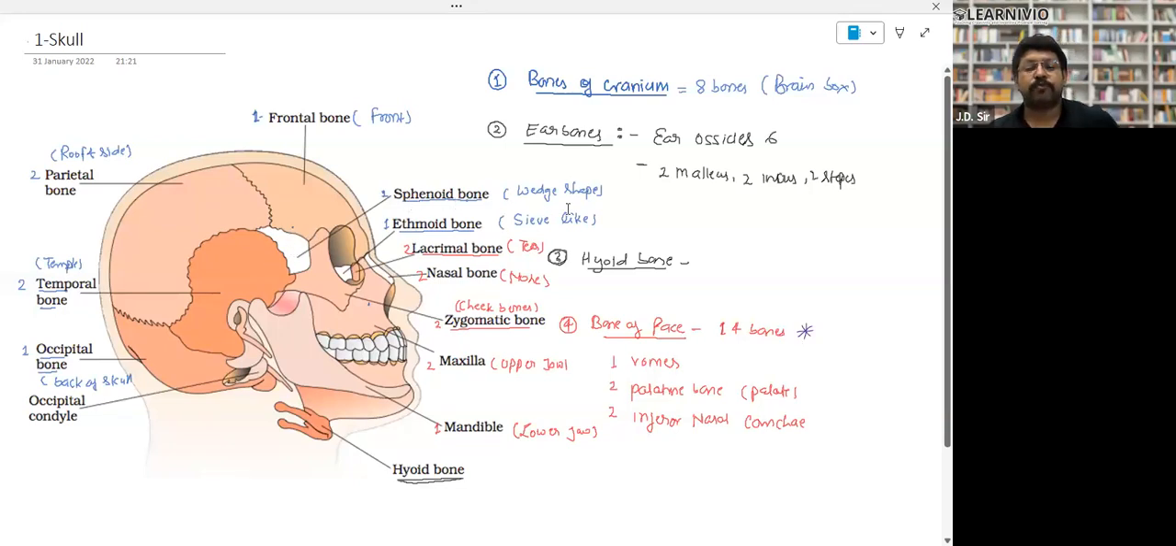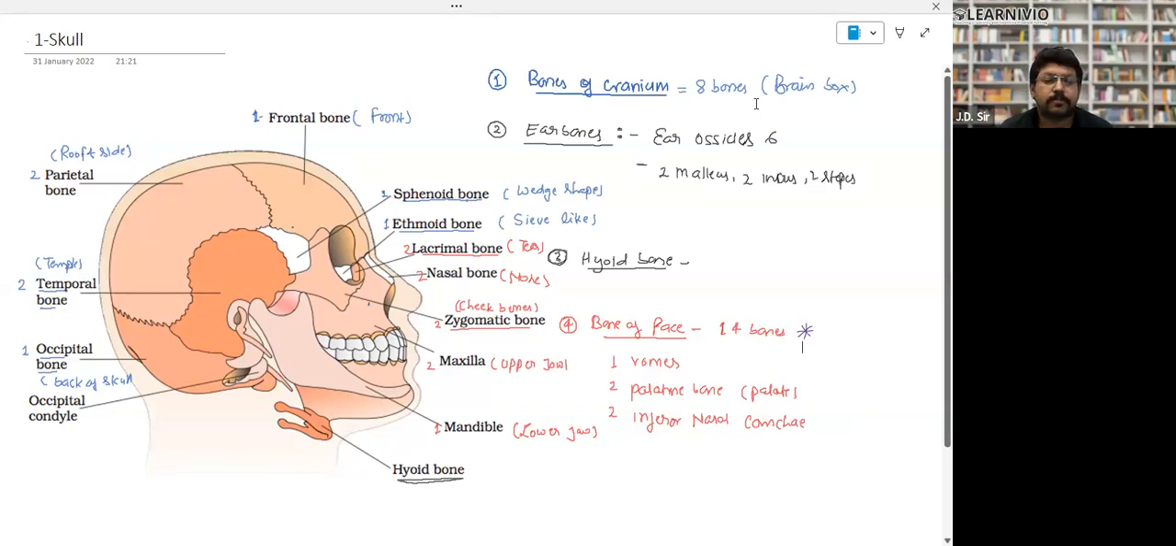Then the remaining 2 bones are wedge-shaped structures, the sphenoid bones. Sphenoid means wedge, right? So there are 2 sphenoid bones, one and this one. And last but not least, there is one ethmoid bone. The ethmoid bone is found below this part, so we cannot see it. So one ethmoid bone, one, then again 2, 3, 4, 5, 6, 7, and 8. So there are a total of 8 cranium bones.